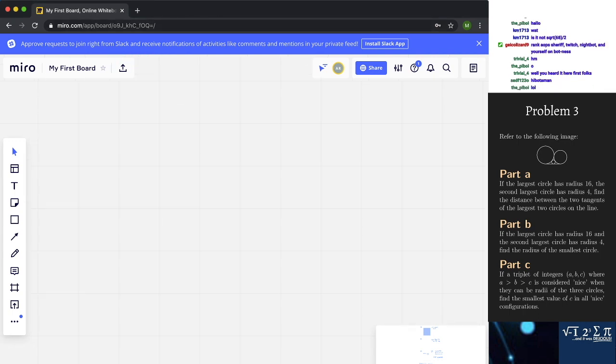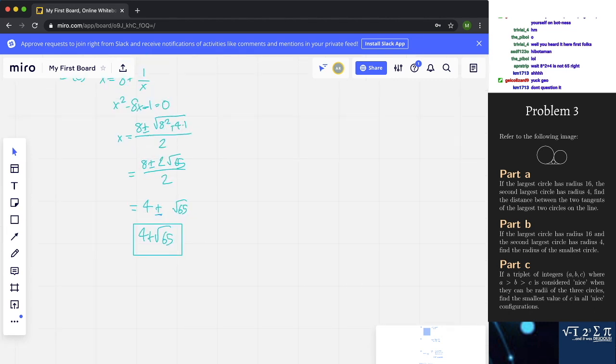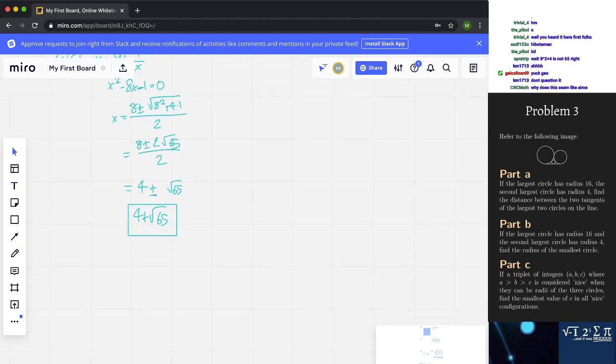Okay. Let's go to 8 squared plus 4 is not 65. Well, 8 squared plus 4 is 260, which is 2 root 65. There's a 2, right? Am I trolling, or is there not a 2 root 65? Why does this seem like Amy? Well, I did look at problem 4 and it seemed non-trivial. So I think it's non-trivial. Did I really mess up this?